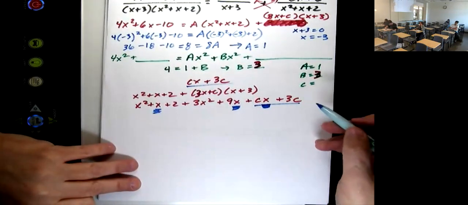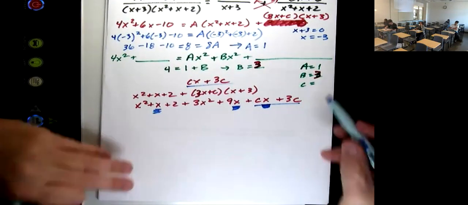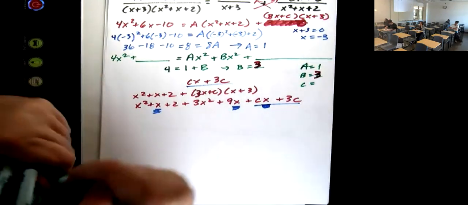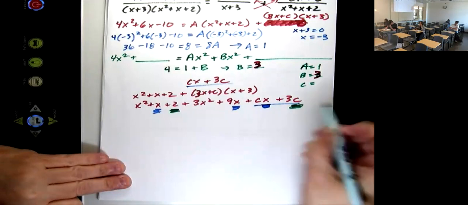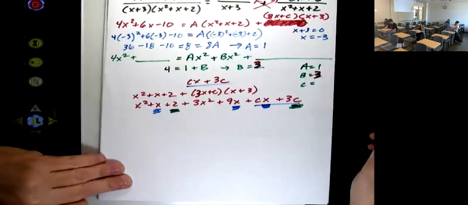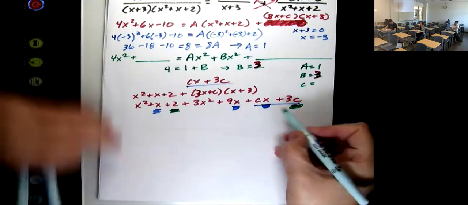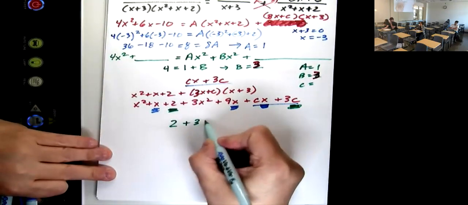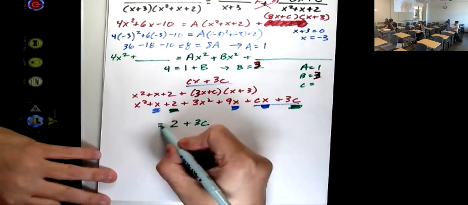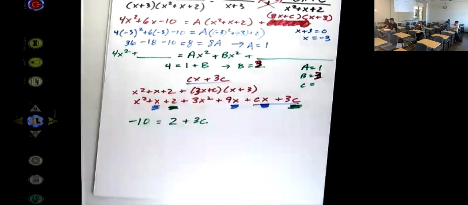If I focus on the constants, I only have a constant here, and I only have a constant here. So that might be the easiest thing to do, is use the constants. I'm going to have 2 plus 3c here. And on the left side, the constant is -10.